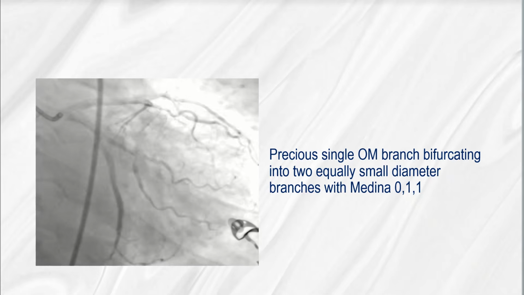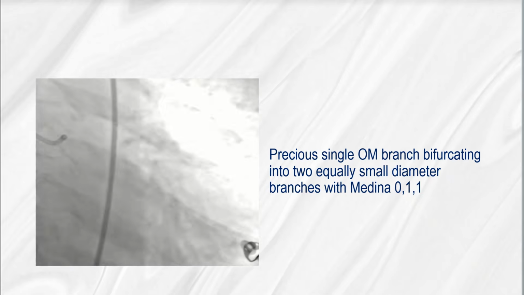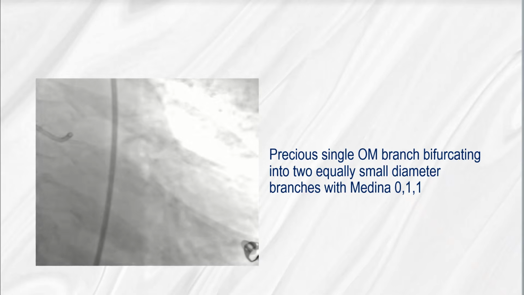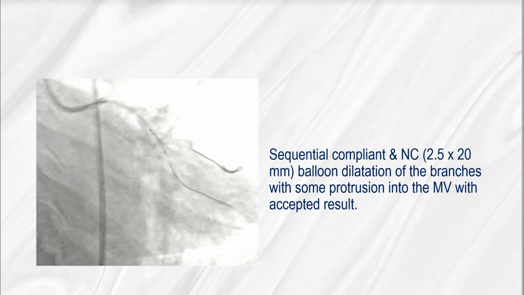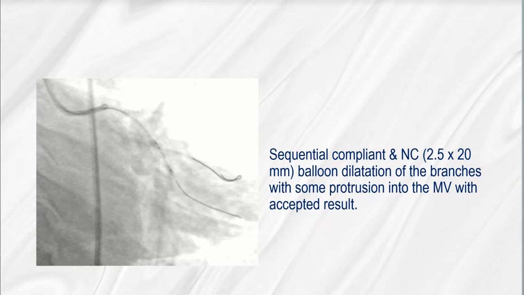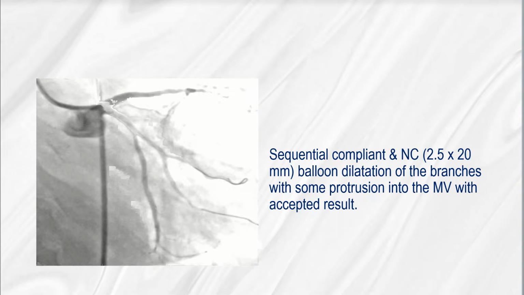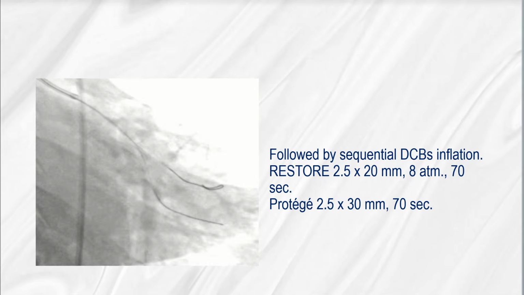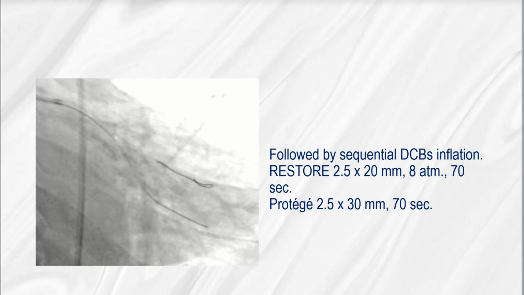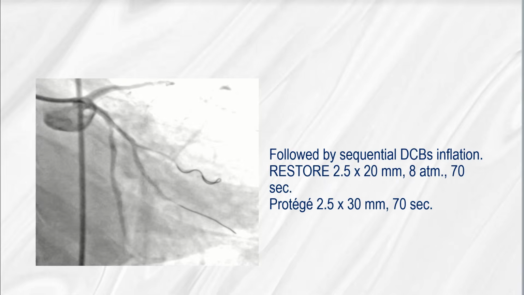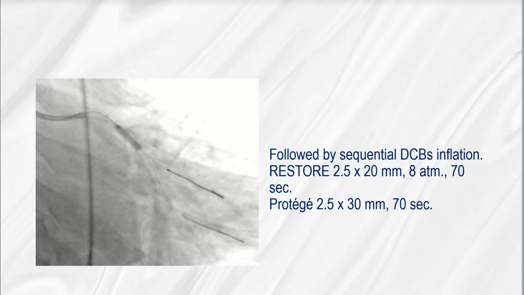In case number 4, precious single OM branch bifurcating into two equally small diameter branches, Medina 0.1.1. Sequential compliant and non-compliant 2.5 by 20 millimeter balloon dilatation of the branches was done with some protrusion into the main vessel with accepted result, followed by sequential drug-coated balloon inflations, 2.5 by 20 millimeter, 8 atmospheres, 70 seconds, and another drug-coated balloon 2.5 by 30 millimeter for 70 seconds. And this is the final result.